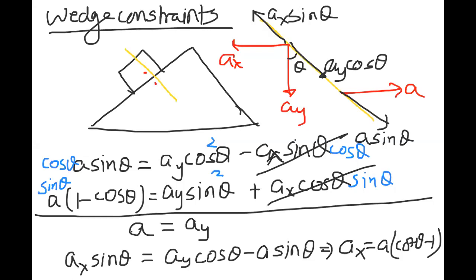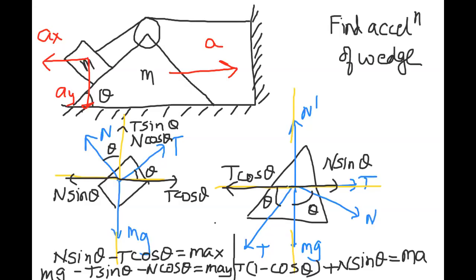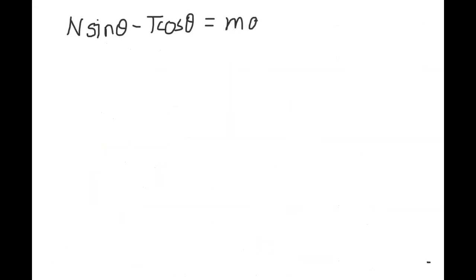Okay, so once I've done this, what I can do now is go back to these set of equations, which I think I can also handle. It is not going to be that big a problem. So the first equation I have is N sin theta minus T cos theta is equal to max. I hope I'm correct. N sin theta minus T cos theta is equal to max. But ax is equal to a into cot theta minus 1.